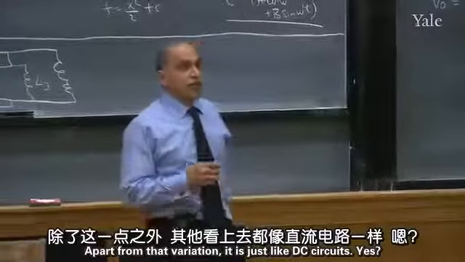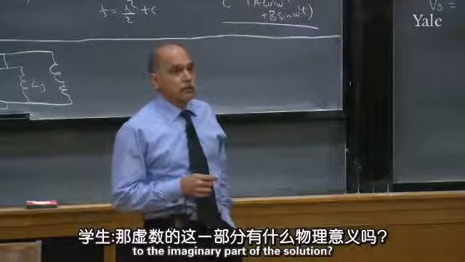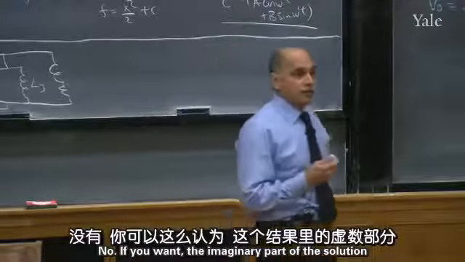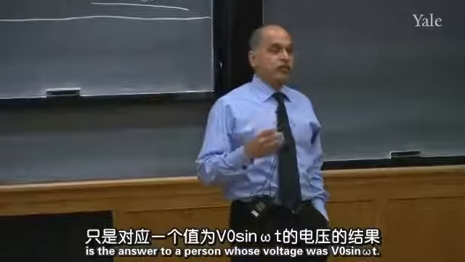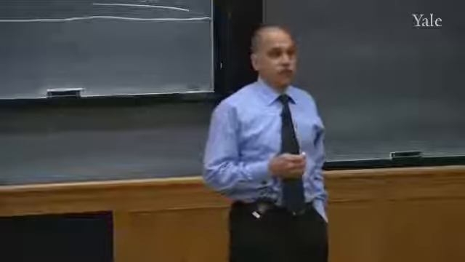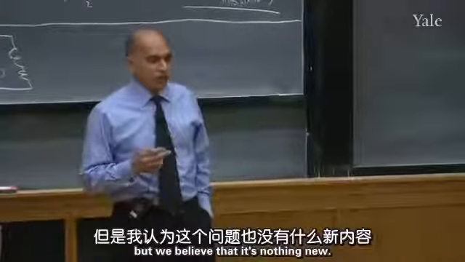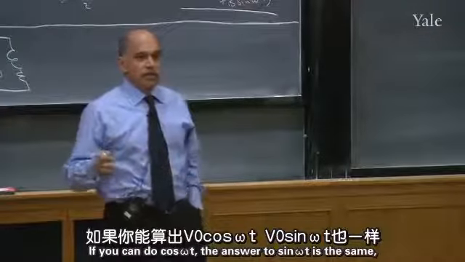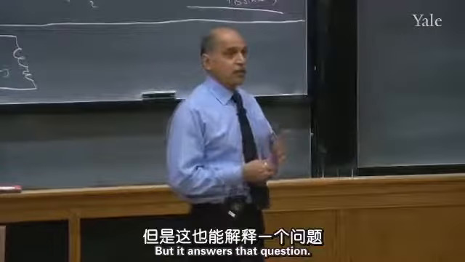So your procedure, yep? Is there any physical significance to the imaginary part of the solution? No. If you want, the imaginary part of the solution is the answer to a person whose voltage source was V0 sine omega t. So you are solving two problems, but we believe that it's nothing new. Because if you can do cos omega t, the answer to sine omega t is the same, except you shift by pi over 2. Everything looks the same. But it answers that question.